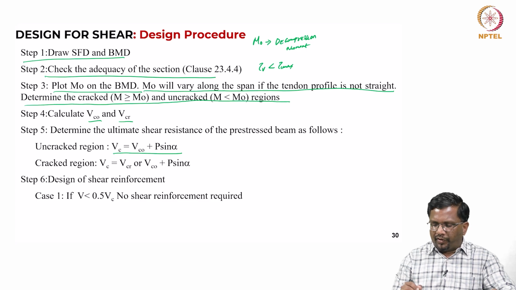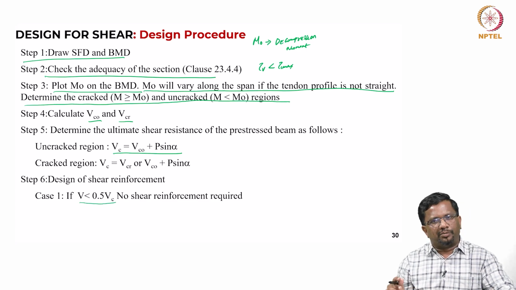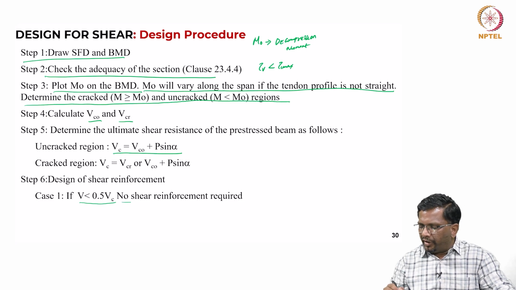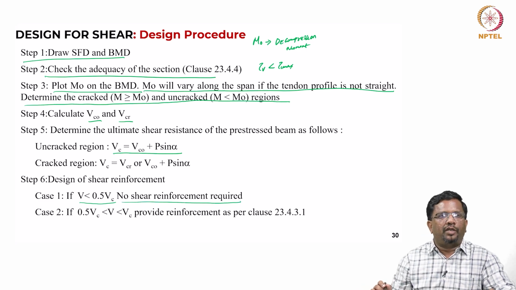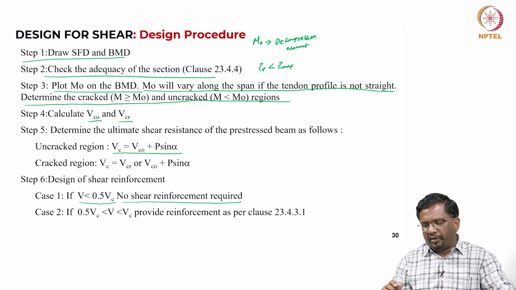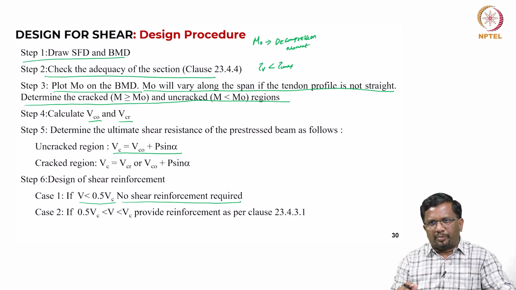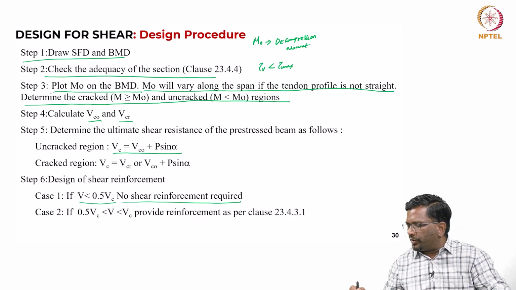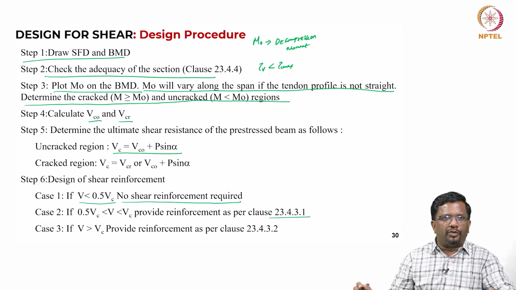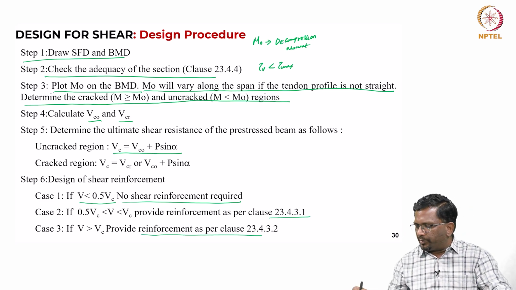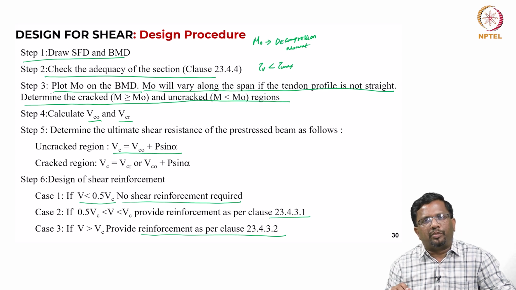If V is less than 50% of Vc, that means the demand is less than 50% of what concrete can offer, you do not really need to put any shear reinforcement. If the demand is between 50% of concrete capacity and full concrete capacity, we are going to provide reinforcement as per clause 23.4.3.1, and if your shear demand is more than Vc, of course, we need to provide stirrups as per clause 23.4.3.2.